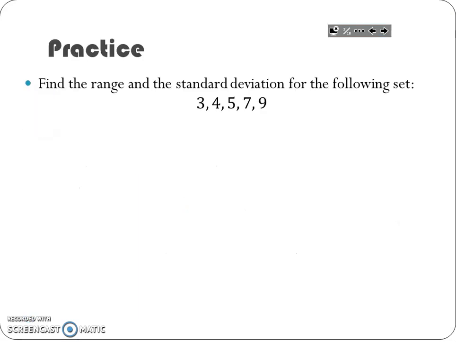Okay, so we've got 5 numbers here and it wants us to find the range and the standard deviation for our following set. So I've got 3, 4, 5, 7, and 9. Range is going to be very easy. Biggest number minus my smallest number. 9 minus 3 gives me 6. And 6 is my range. That's all I have to do to find the range.